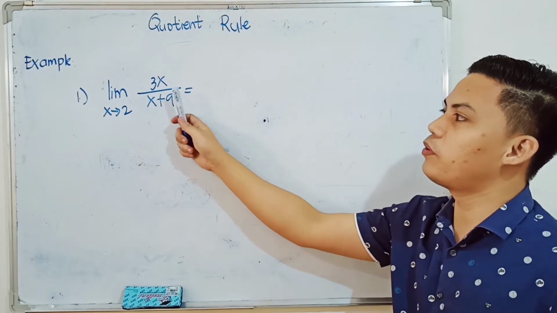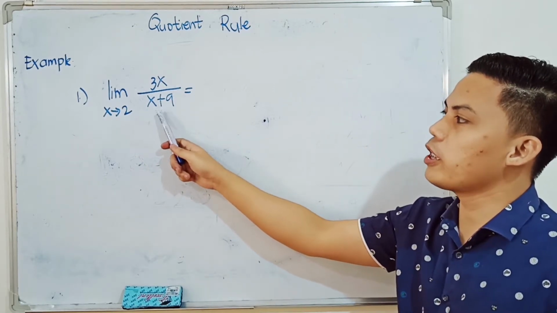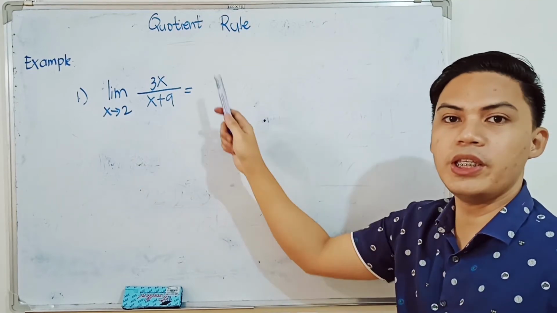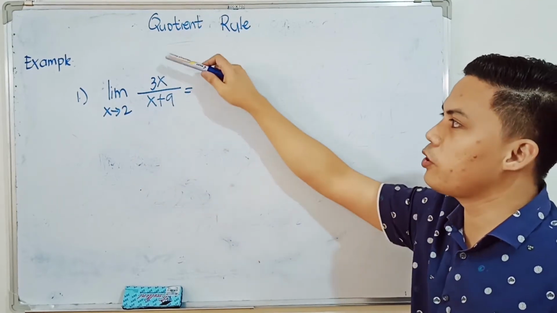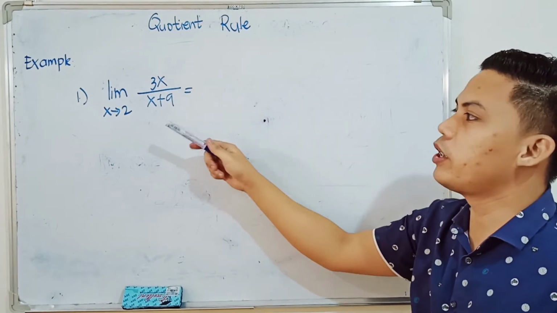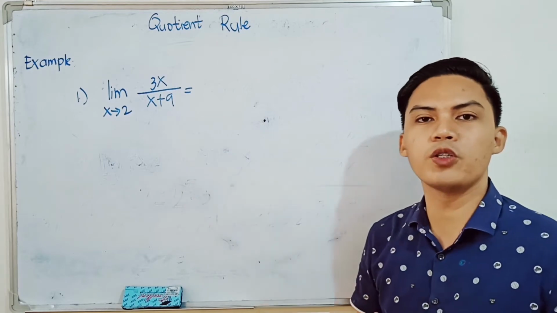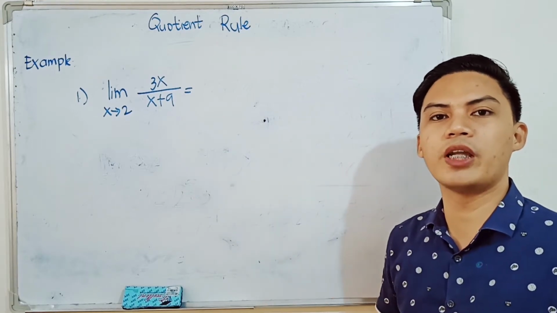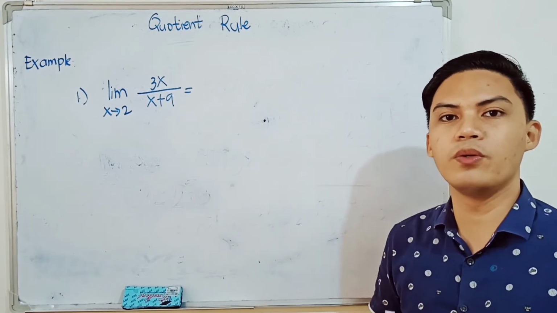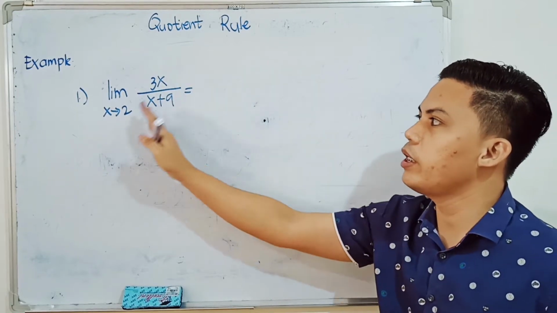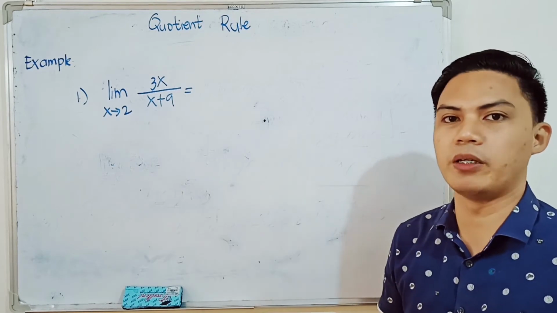Example, the limit of 3x divided by x plus 9 as x approaches 2. So in this case, dalawa yung function natin. Yung nasa numerator we have 3x, yung nasa denominator naman we have x plus 9. And of course, we need to see to it na yung denominator natin should not be equal to 0. So pag magiging equal to 0 siya, it will become undefined, then the theorem is not applicable.